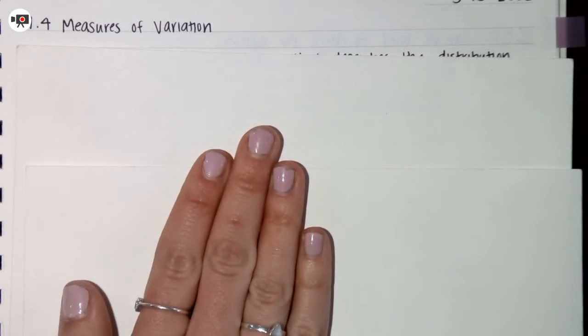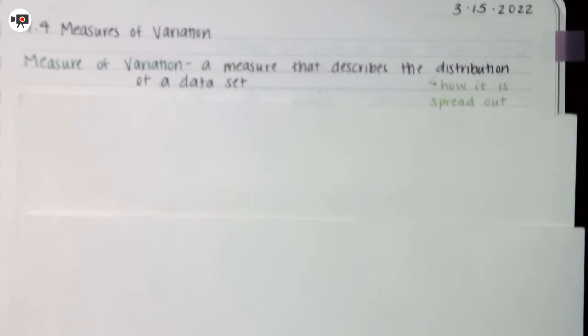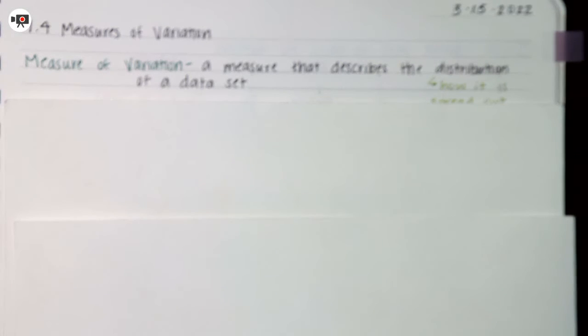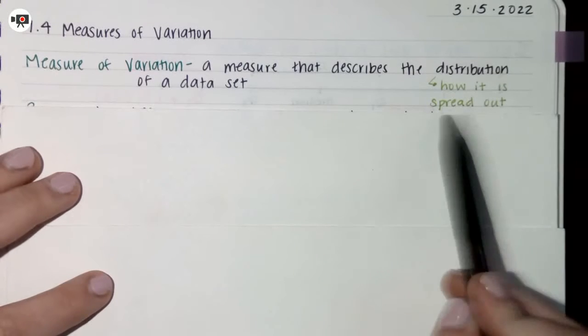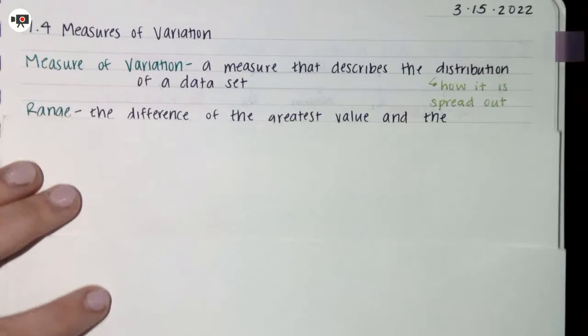This is 9.4, Measures of Variation. A measure of variation is a measure that describes the distribution of the data set. So it shows how far spread out the numbers are.